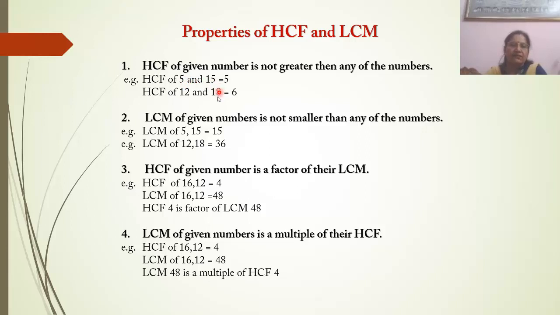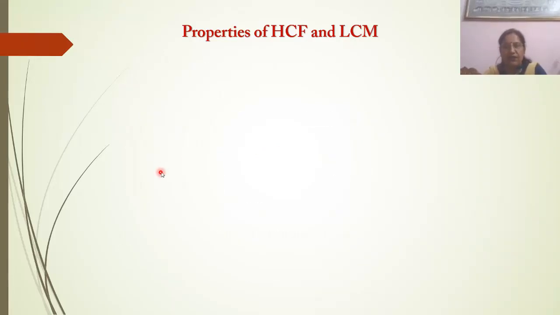The next property is that the LCM of given numbers is not smaller than any of the numbers. We take 5 and 15 again, and the LCM of these two numbers is 15. So the LCM of given numbers is not smaller than any number. Here 15 is the bigger number, so 15 is the LCM.